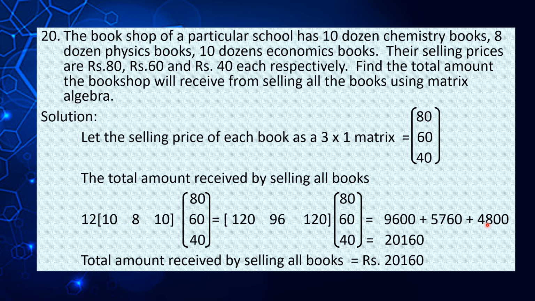We have to find the total amount which the bookshop will receive after selling out all these books. So add all these amounts for each and every one, and we get a total of 20,160. So the total amount received by selling all these books is 20,160. So I hope you guys understood.